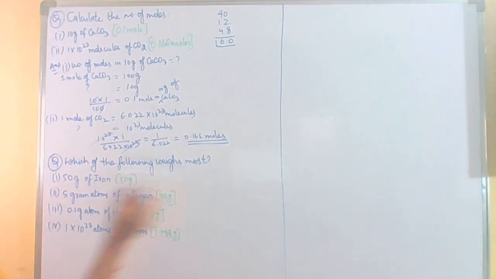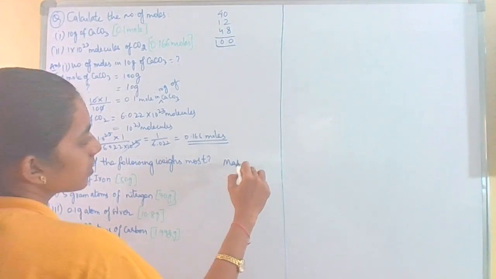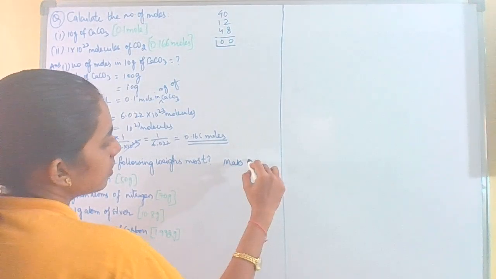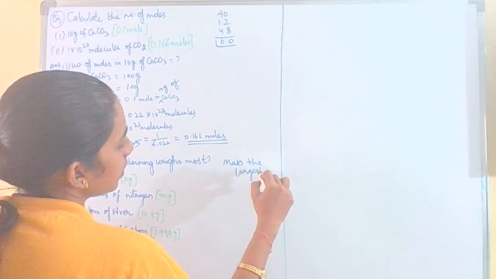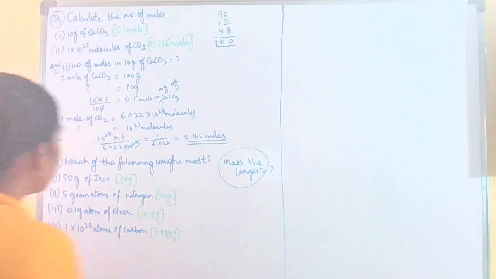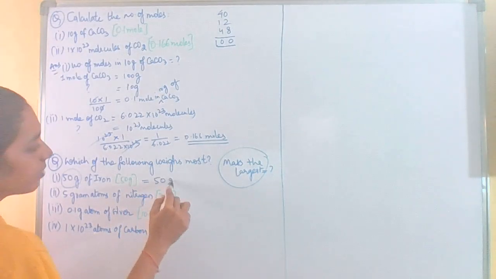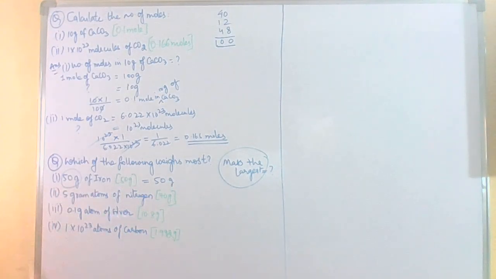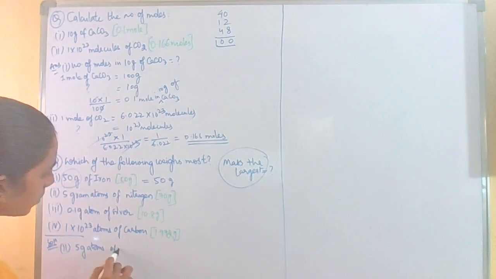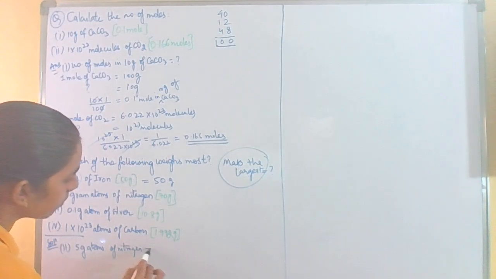Which of the following weighs most? Which has the largest mass, the heaviest? 50 grams of iron. They have already given the mass here. It is 50 grams. That is the mass of the first one. Now we have to calculate the mass of 5 gram atoms of nitrogen. Second one. We are solving here. 5 gram atom of nitrogen. Its mass is equal to how much?